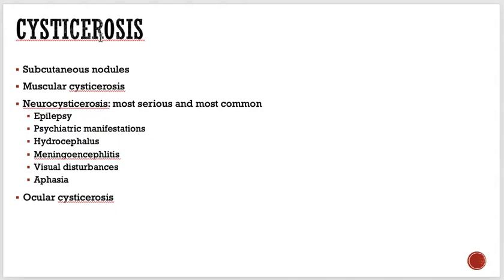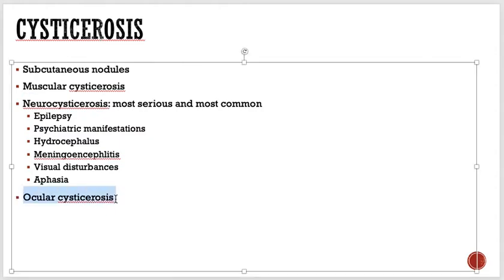But depending on where the larvae reach, as I was talking about, it could be ocular. When I say ocular, it could be intraocular or extraocular. Extraocular means surrounding the eye, or the eye muscles, for example. In this case, the patient suffers from pain in the eyes, blurry vision, or partial or complete loss of vision. In extreme cases, it can lead to detachment of the retina. So, that is important.